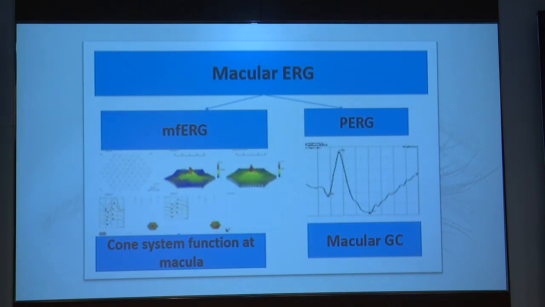So friends, if you have to check the macula, multifocal ERG tells you the cone system function at the macula, because there are a lot of cones there. The other function at the macula could be PERG, that is the pattern ERG. That tells you about some amount of receptor cells and about the ganglion cells there. Dr. Vibhuti will be talking about it.